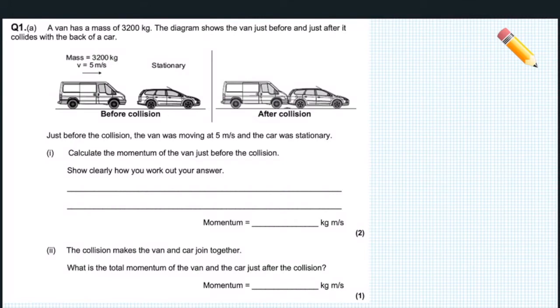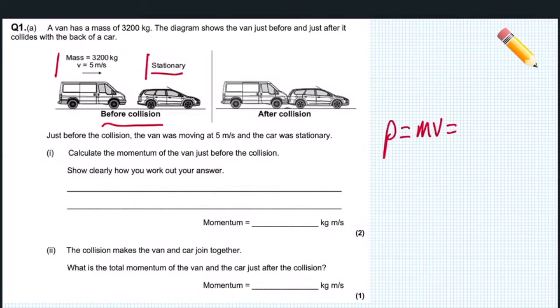A van has a mass of 3,200 kilograms. The diagram shows the van just before and just after it collides with the back of the car. Before the collision, the van has a mass of 3,200 kilograms and a velocity of 5 meters per second. We're not told anything about the car other than it's stationary, so it has a velocity of 0 meters per second. Calculate the momentum of the van just before the collision.